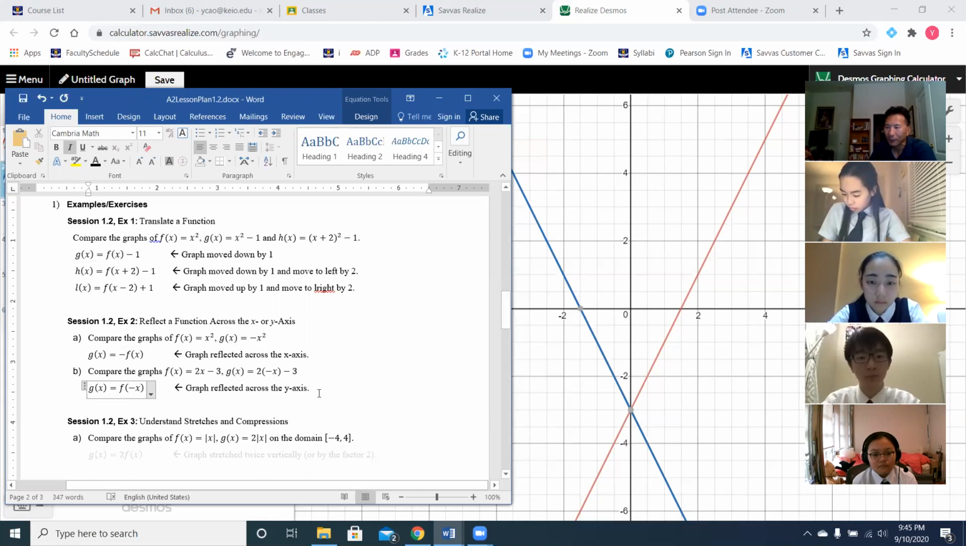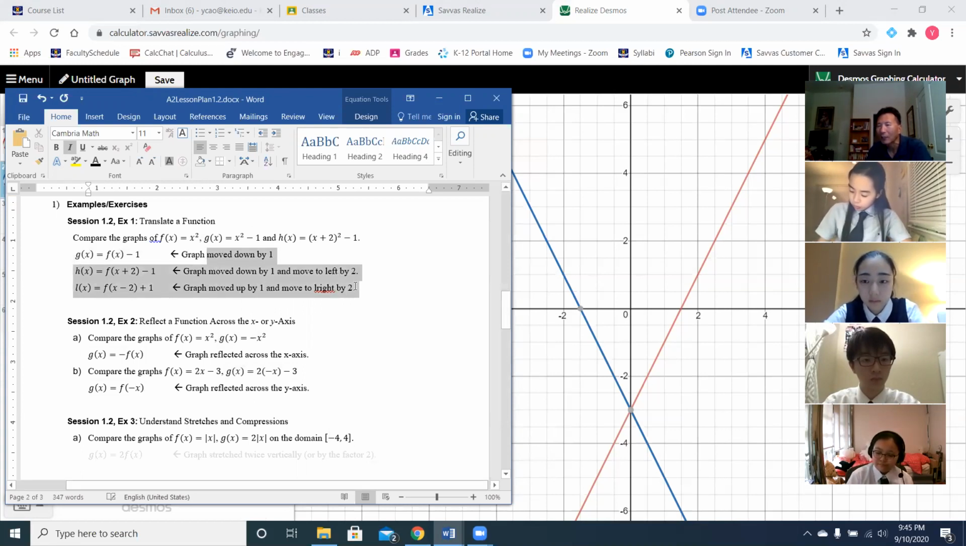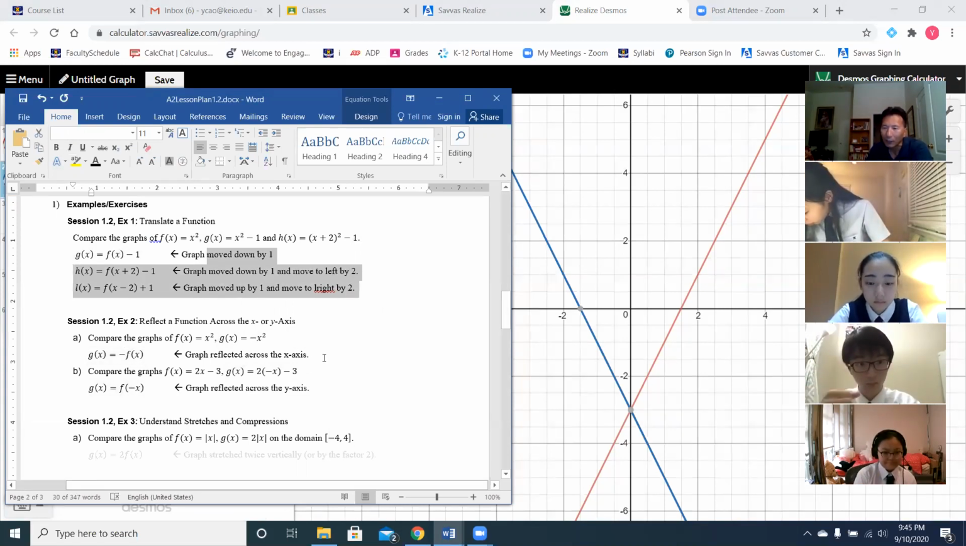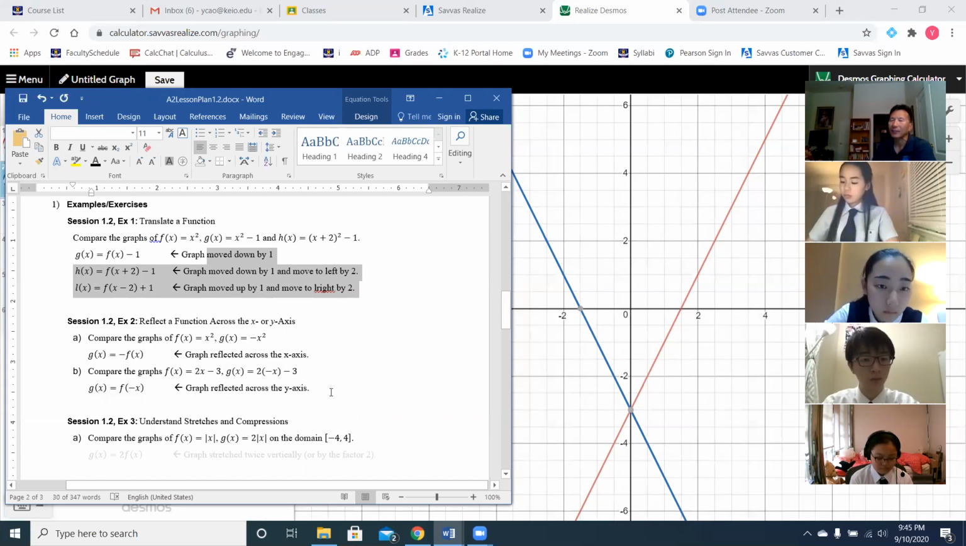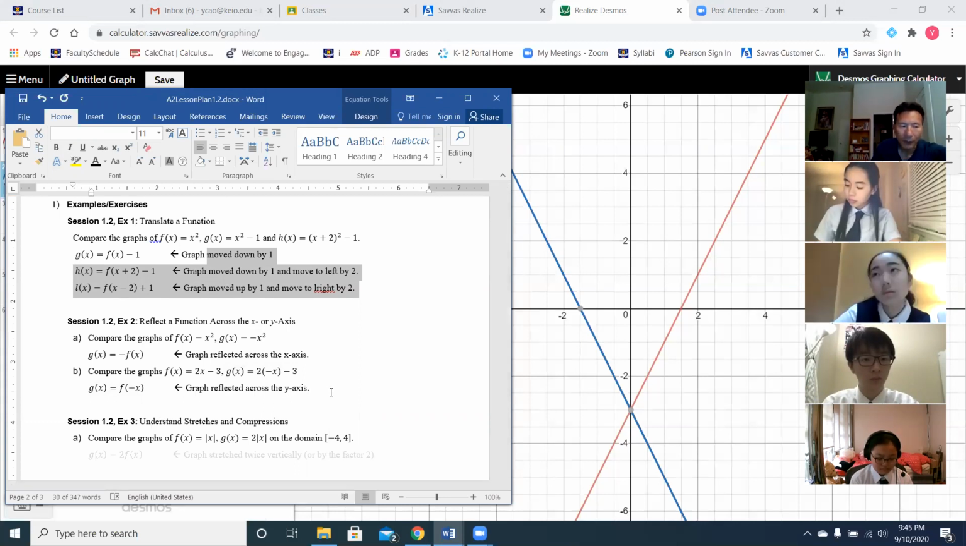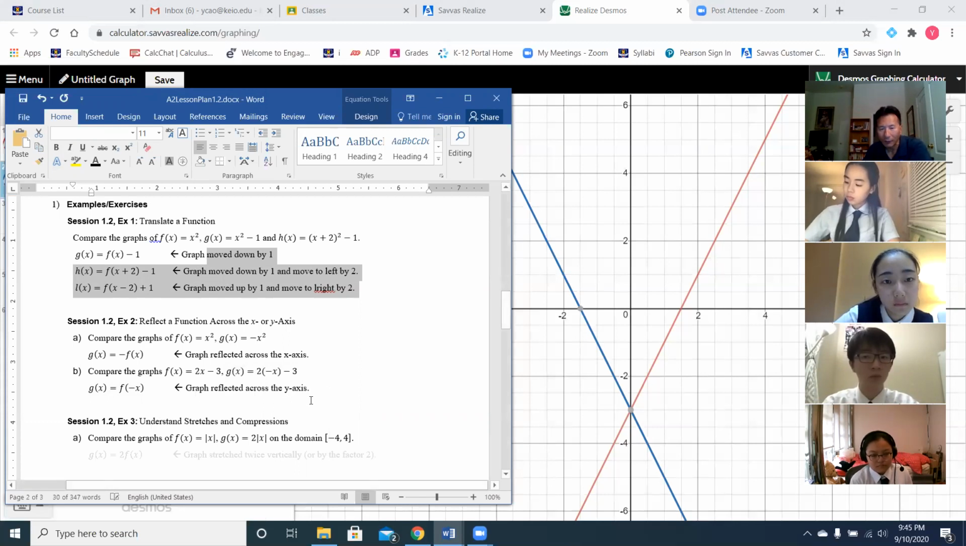Okay, any question? We talked about those translations. You see, this one: inside add some number or outside add some number. This one is move up and down or left and right. First, you can move up and down or right and left. If you have a negative outside, flip over across the x-axis. If you have a negative sign inside, flip over across the y-axis. So those are the two examples we talked about. Any questions so far? If you don't have a question, we're going to move on.